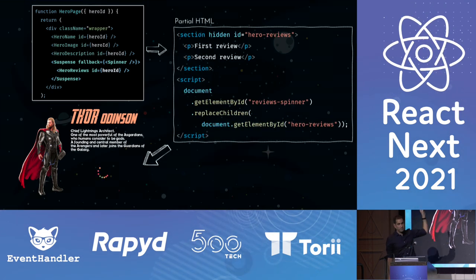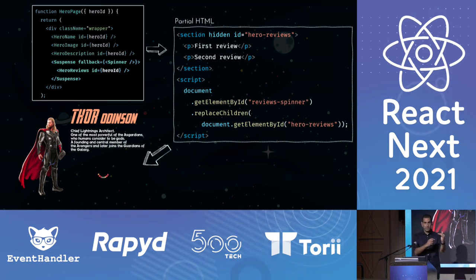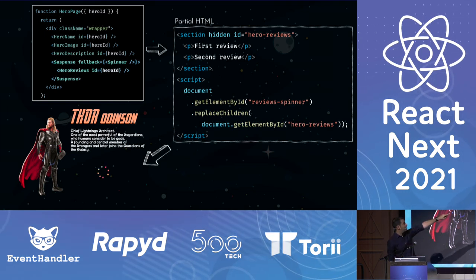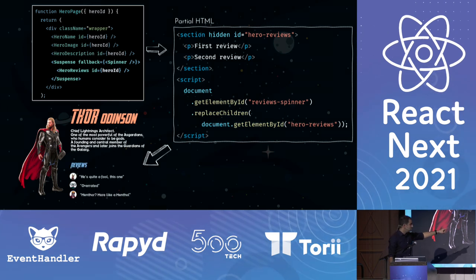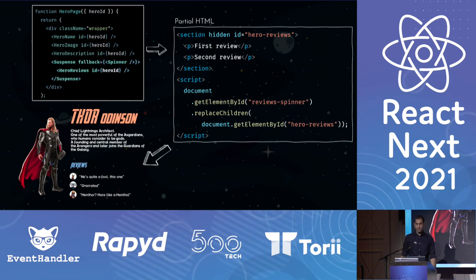And only when the reviews will be ready, the server will send the partial HTML with a script that tells it, OK, replace the spinner with the comments. And then our website will be ready and will be fully interactive, which is pretty awesome.